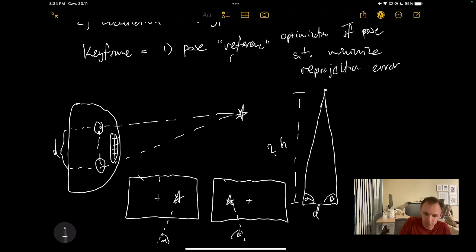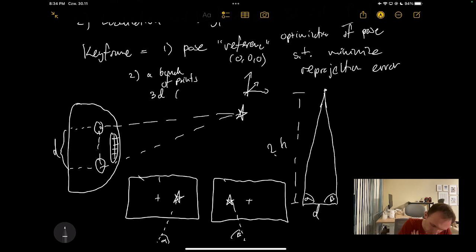You could think of it as having a start, like 0, 0, 0, a coordinate frame with respect to which we can measure the future poses. So this is the reference. And then the second thing is a bunch of 3D points that are measured with respect to the starting point. Those are 3D, so they have depth estimated.